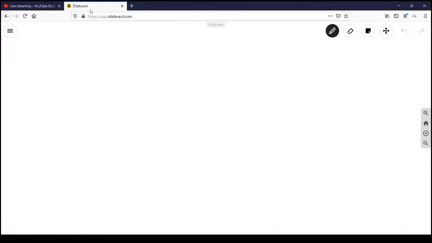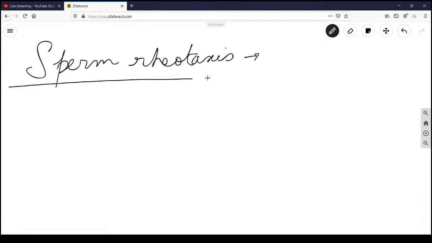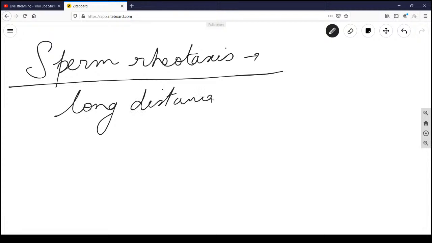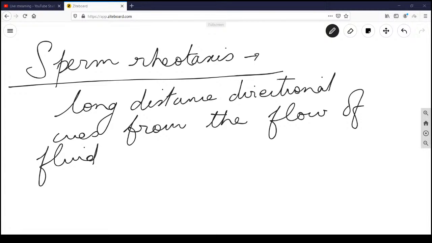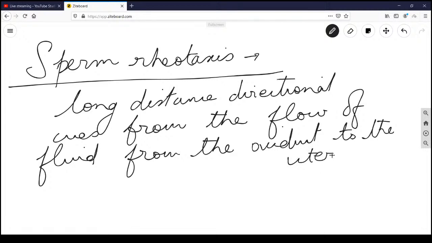In case of sperm rheotaxis, the sperms also receive long distance directional cues from the flow of fluid, which happens from the oviduct or fallopian tube to the uterus.